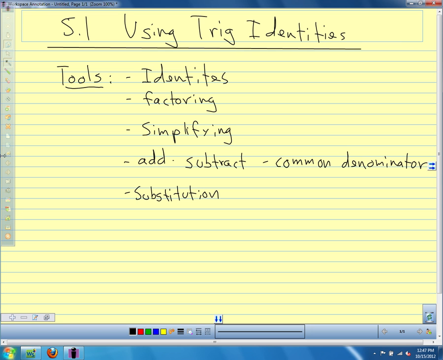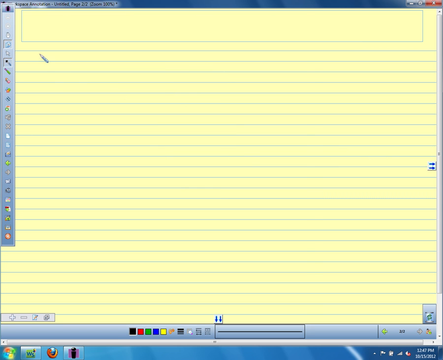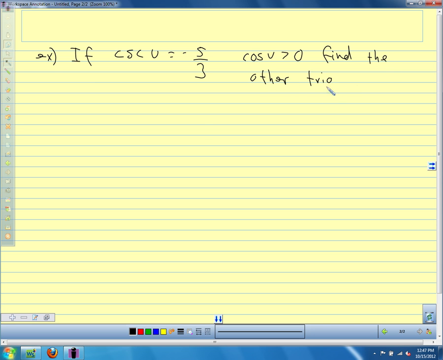So I'm just going to do several examples today. So the first one, we know that the cosecant of u is minus 5/3, and the cosine of u is greater than 0. We want to find the other trig functions. Now, we've done problems like this before.